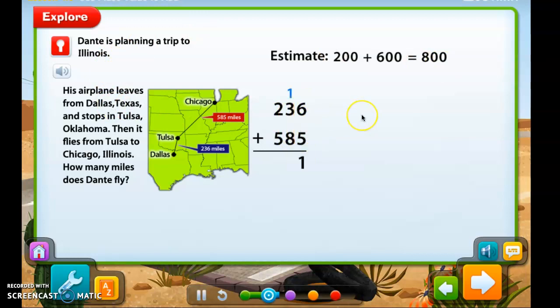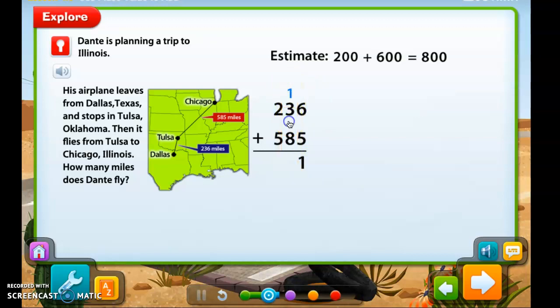Let's take a look. The sum of 6 ones and 5 ones is 11 ones, or 1 ten and 1 one. So we record the 1 one in the ones place, right down here. Then record the 1 ten in the tens place above the addend. Now add the tens. Did you see what we did here? In the number 11, the 1 stands for the 1 in the ones place. This other 1 is 1 ten, so that's why we recorded it over here.